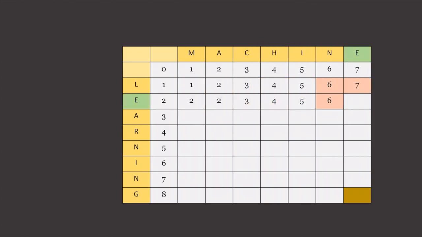Here we stop, because E is equal to E. So we take the lowest value of the neighbors and add nothing to it. We just take it and put it in the cell. We found two equal letters again, so we take the lowest value of the neighbors and just place it in the cell. And now we continue our journey.